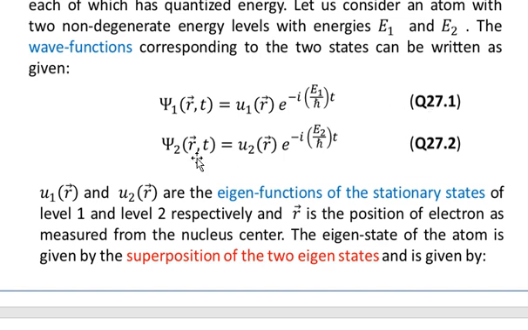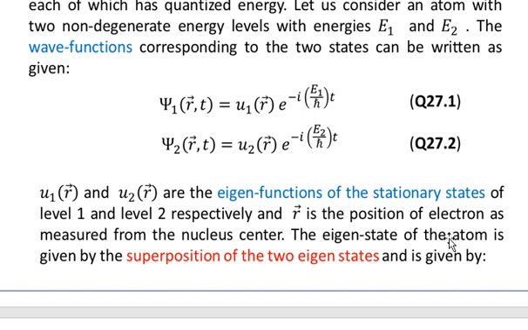And psi2 of r and t is equal to u2 of r into e to the power minus iota into E2 over h bar multiplied by t. This is equation number 2. u1 of r and u2 of r are eigenfunctions of the stationary states of levels 1 and 2 respectively. r is the position of the electron as measured from the nucleus center.